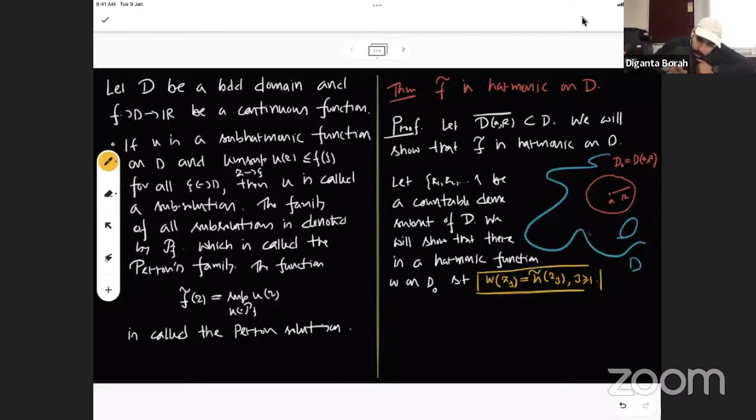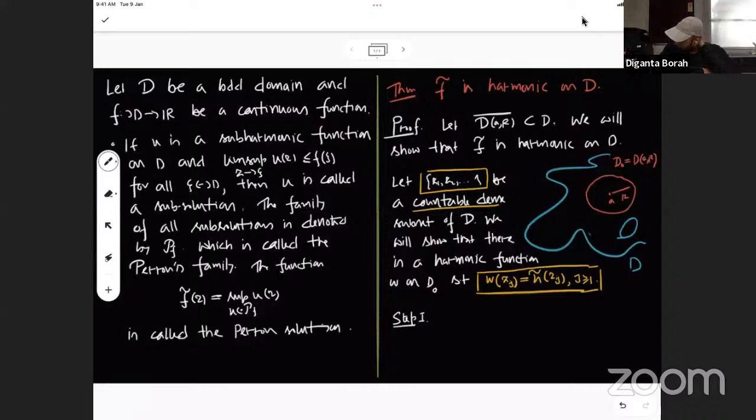So here what you need to know is, I started with a countable dense subset. And my idea is to show that the harmonic function H tilde agrees with some harmonic function on this. So the first step, I'm going to do the following. Recall that S tilde is the upper envelope, right? At each point, I define it as a supremum of U(z), where U comes from the Perron family.